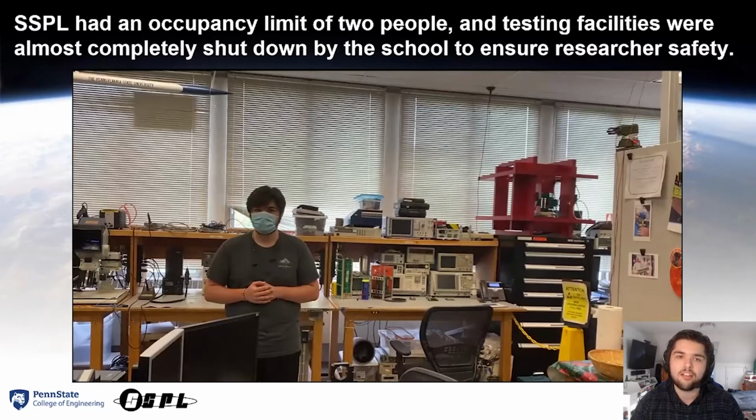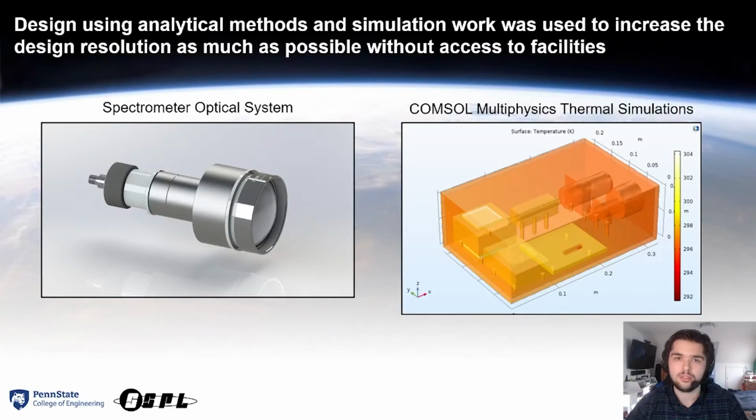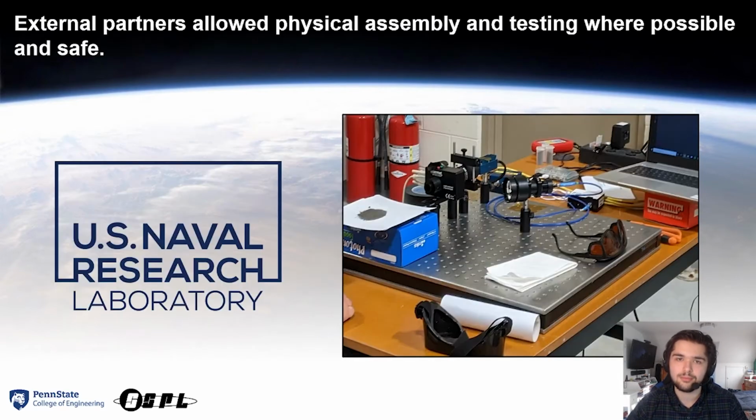For the roughly 5 months that followed, SSPL had no lab access and no knowledge of when or whether it would be restored. For the limited access that SSPL did get in August, no more than 2 members of the lab were allowed in the building at once, and no campus testing facilities were open. To account for this, analysis and simulation was used to verify design decisions where physical testing was not possible.